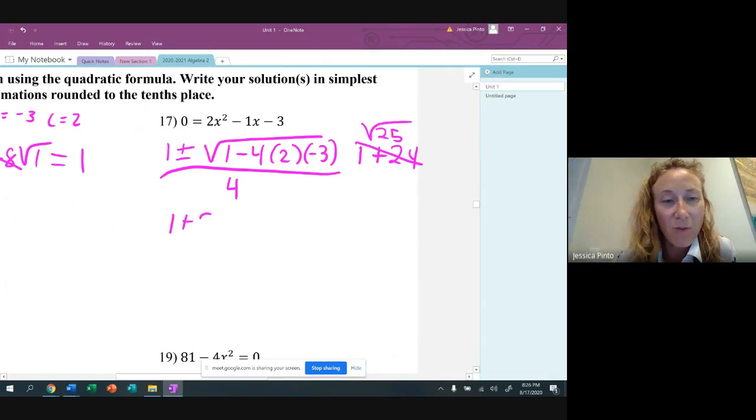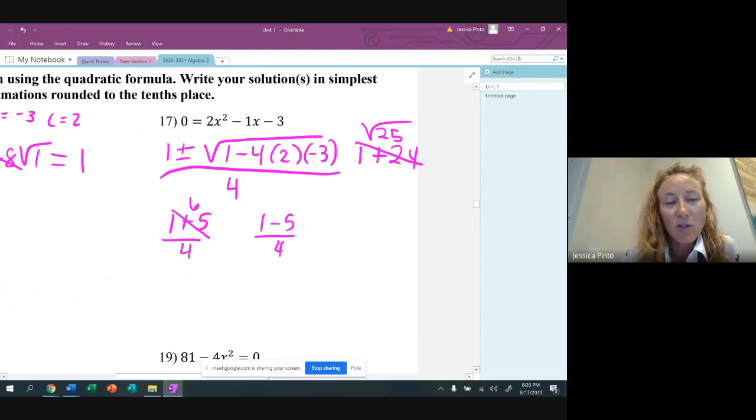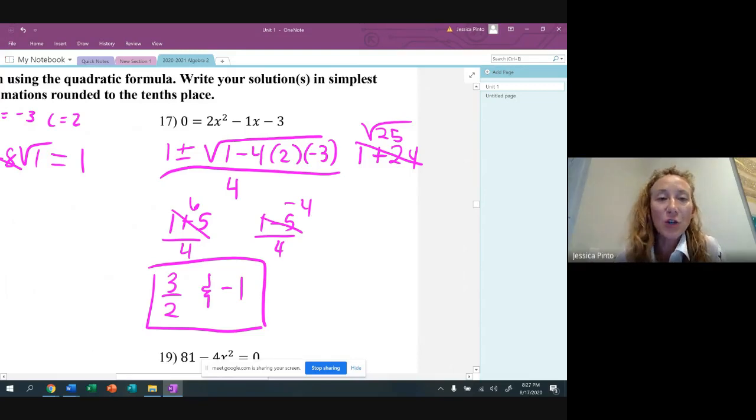1 plus 5 over 4. 1 minus 5 over 4. 1 plus 5 is 6, so let's write that as the fraction 3 over 2. And 1 minus 5 is negative 4, so negative 1. Since these are both rational numbers, I'm not going to write them as a decimal. I'm only going to do that if there's a radical.